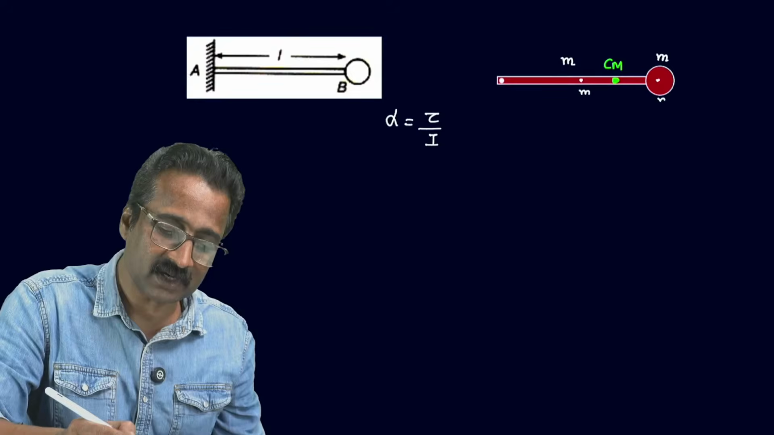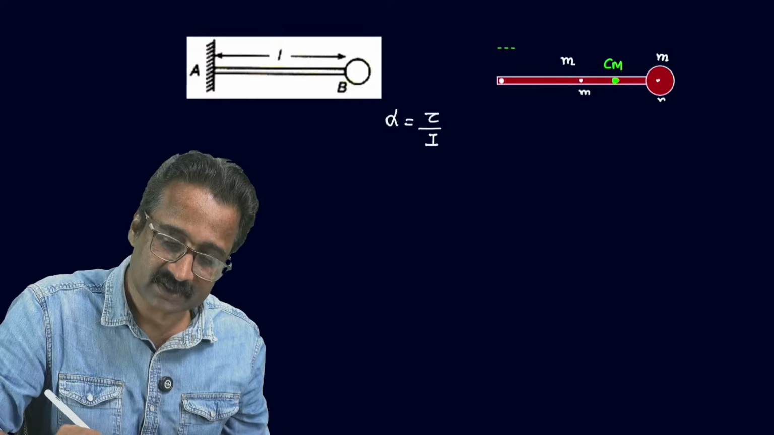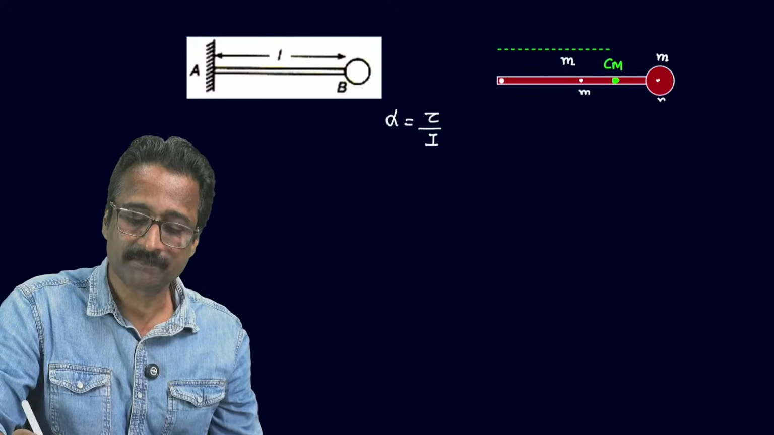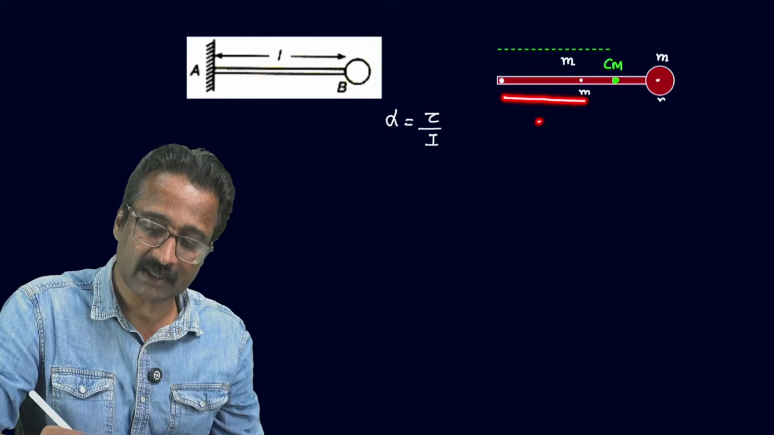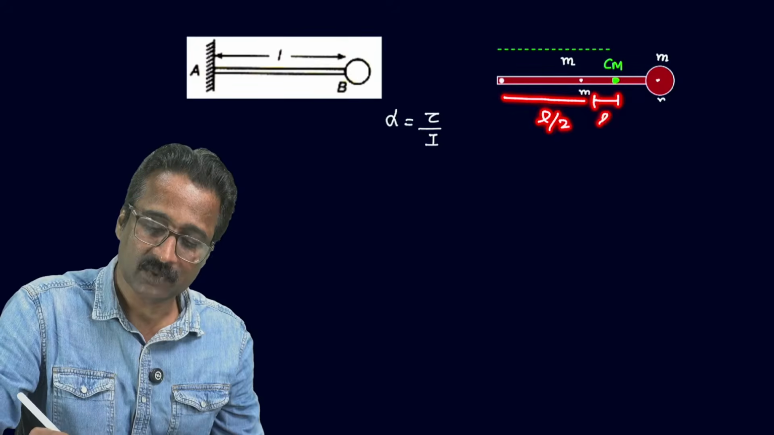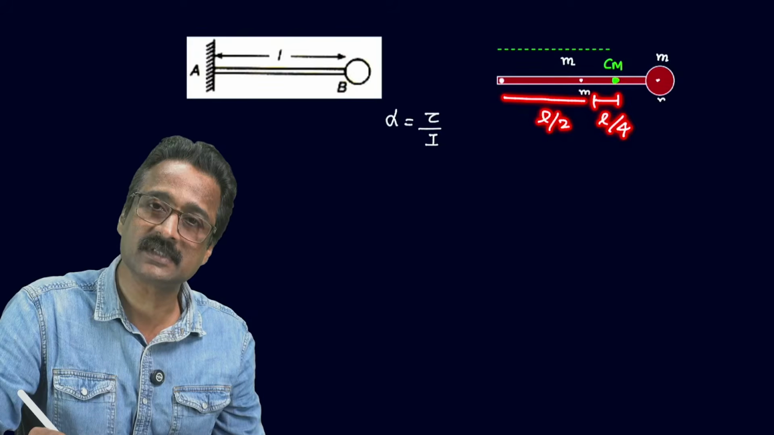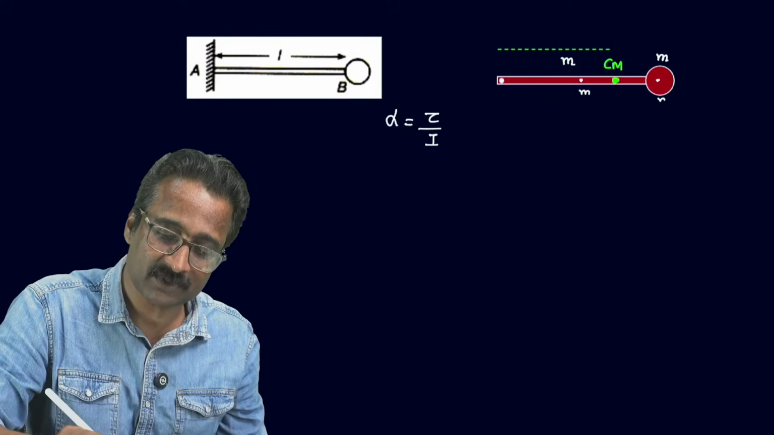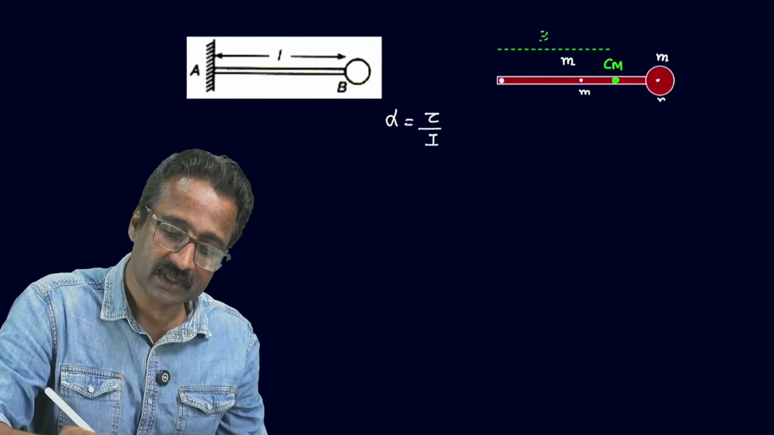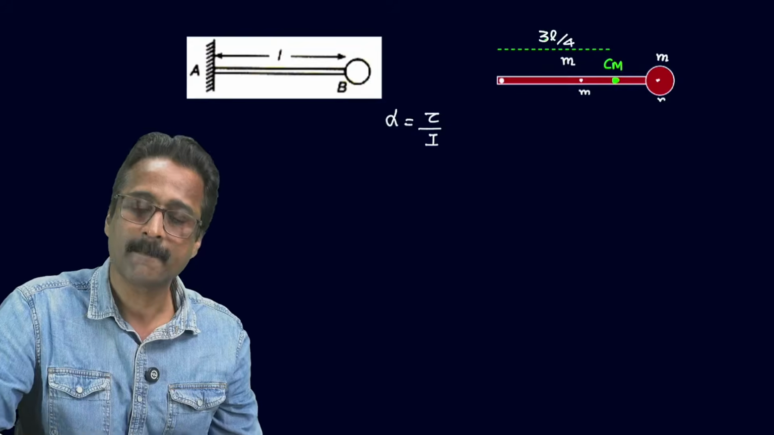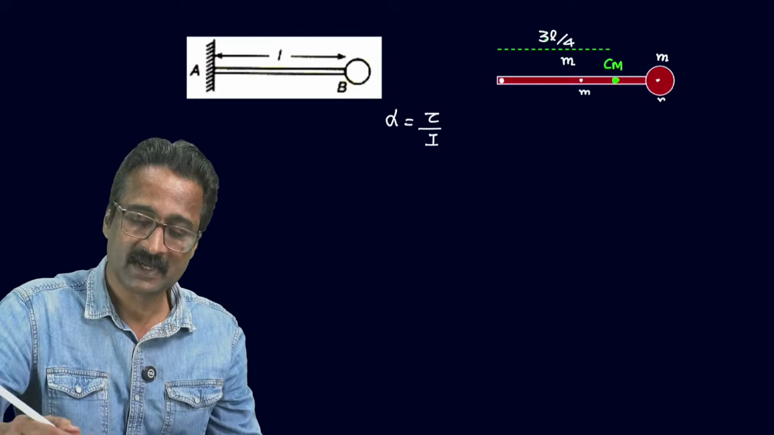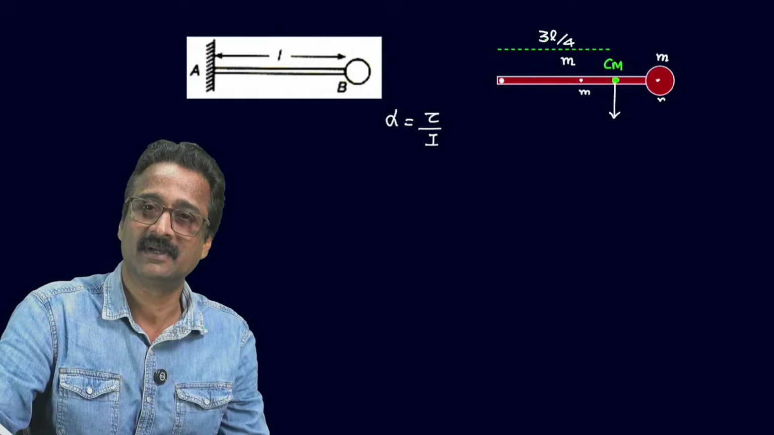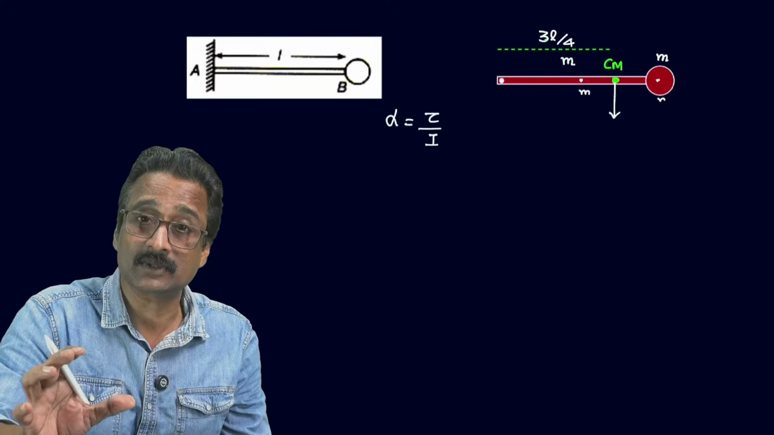Let's see what that distance is. The length is given to be L. So this is L by 2, and this is L by 4. So the total distance is L by 2 plus L by 4, which is 3L by 4. I am noting that distance here. This distance is 3L divided by 4, the distance to the center of mass from the pivot. At that point the weight of the system is acting. Now mg here means the total mg of the system.